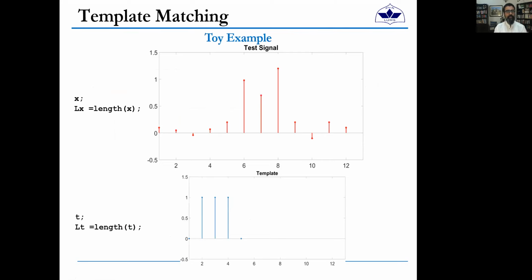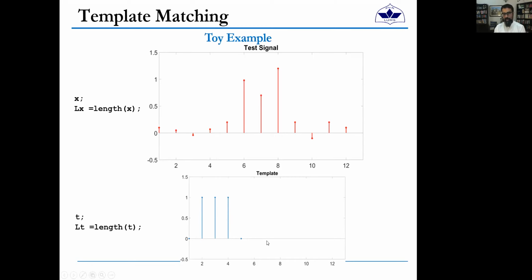So let's work with a very simple toy example, right? And this toy example is, let's say this is the template signal, right? So this template is 0 here, and 1 here, 1 here, 1 here, and then 0 here. So this is of length 5, right? This consists of 5 samples. The test signal is much longer, right? This is of length 12. Okay, now you need to find this template signal in this test signal.